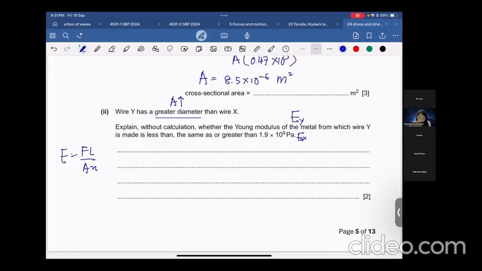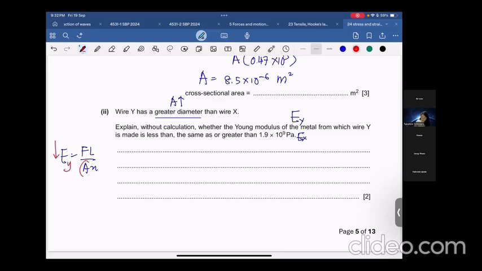Correct. Two marks. Okay, dear, here they give 2 marks. How do they allocate the marks? Correct. Final answer: our Young modulus for Y will be decreased, lesser.